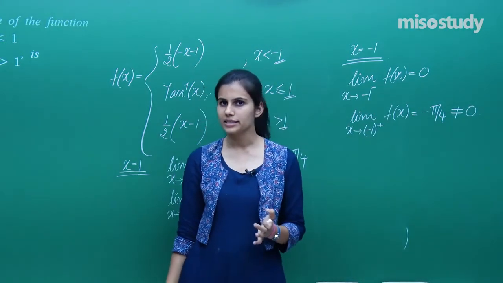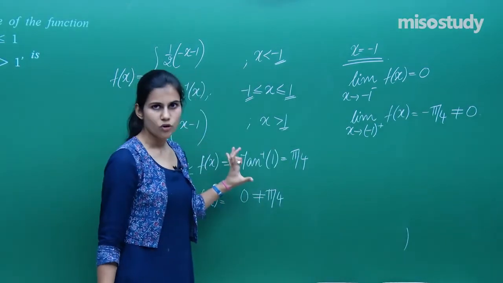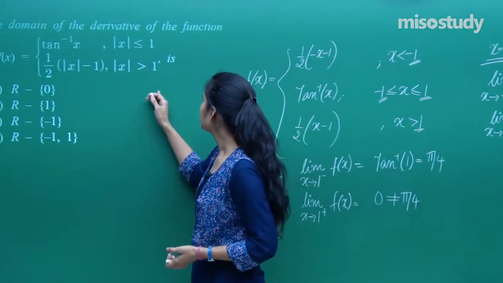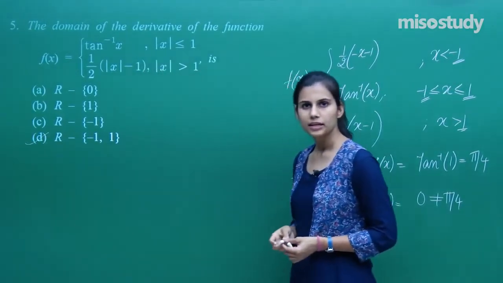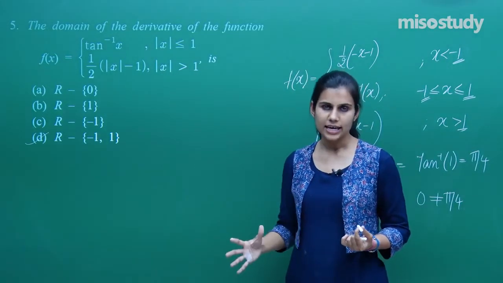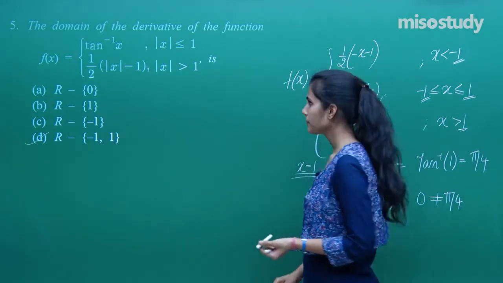So my function basically is continuous and differentiable at all the points on the real line except 1 and minus 1. So the domain of the derivative of the function will be R minus {1, minus 1}. Clear? So basically I am indirectly concluding the result because I am using the continuity scenario to get to the non-differentiability of the function at the 2 points.